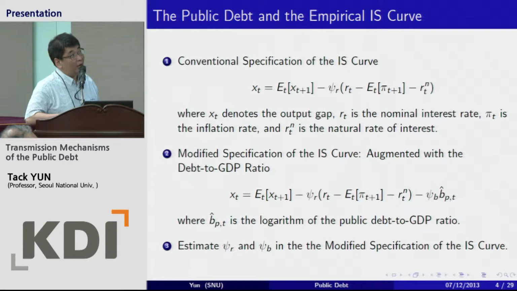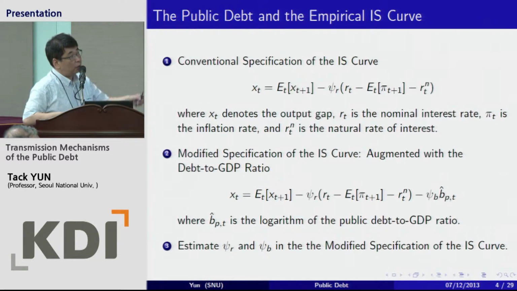So this is the conventional specification of the IS curve that was used in Professor Lippers' optimal policy study. And then if you look at the second line and compare it with the first line, I just add one more term, the final term on the right hand side, just the public debt term.